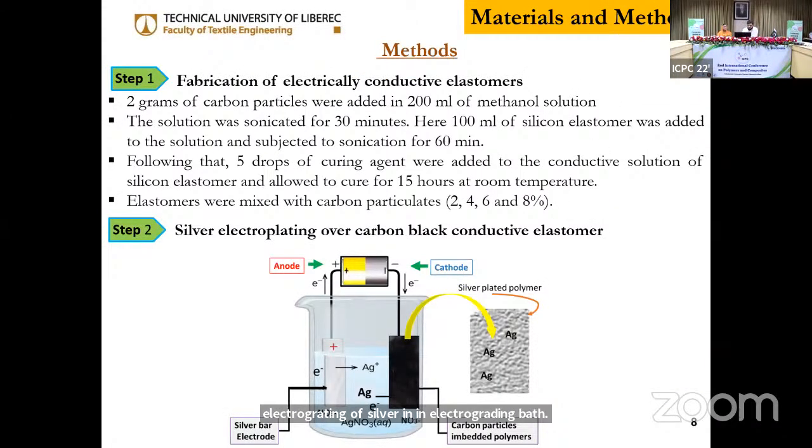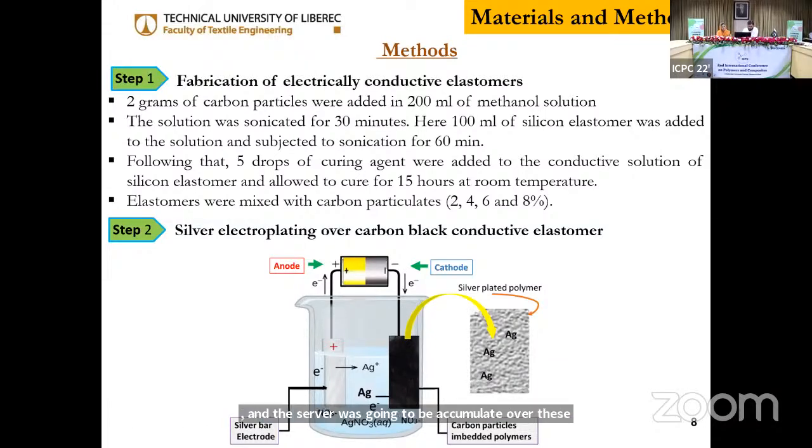Yes. At first, we prepared the embedded carbon particles into the silicon elastomer. Then we made the conductive elastomer, and this conductive elastomer was attached to the cathode of the electroplating bath, and silver nitrate was used as a salt in it, and then we gave the potential source from outside, and the silver was accumulated over these electrodes.